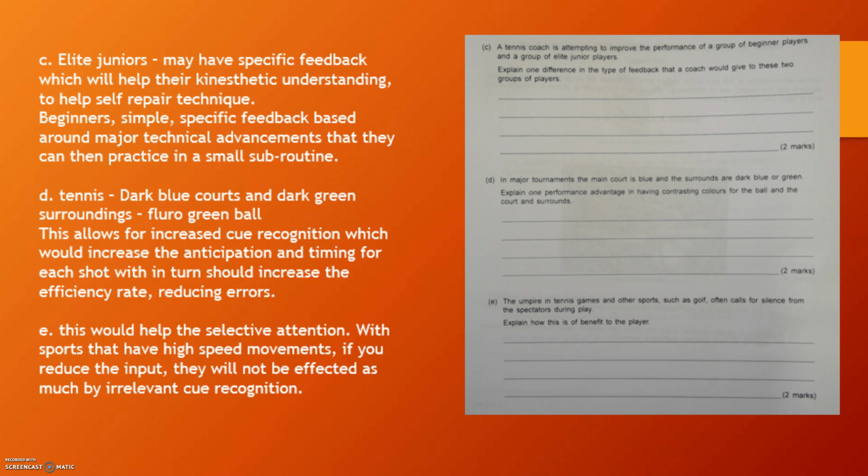The tennis umpire and other sports such as golf call for silence from the spectators during gameplay. Explain the benefit. So this would help selective attention. With sports that have high speed movements, if you reduce the amount of input, they will not be affected by irrelevant cue recognition.